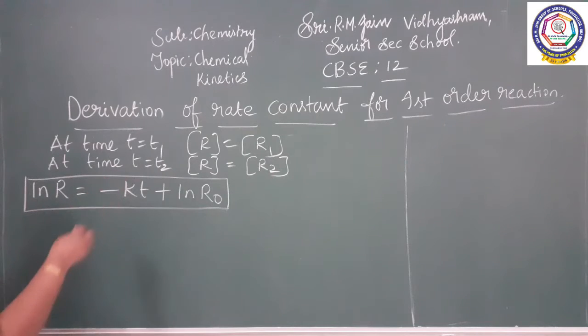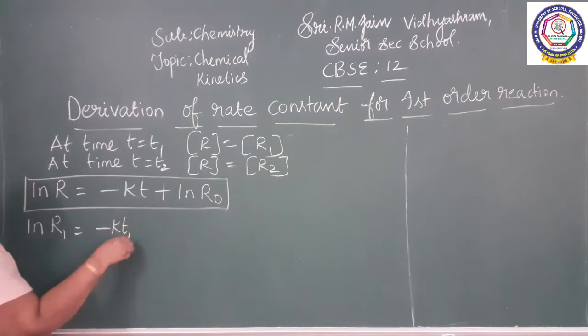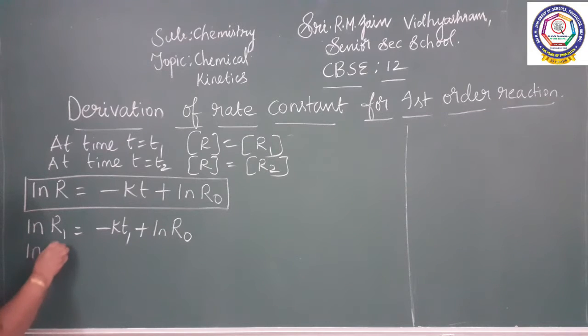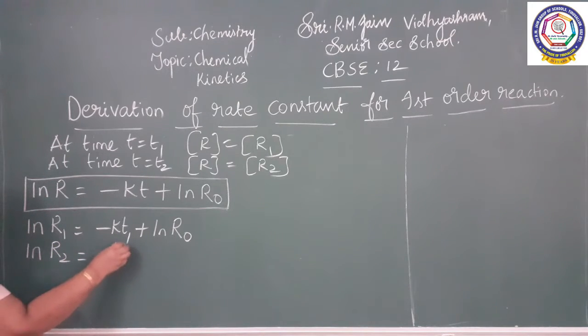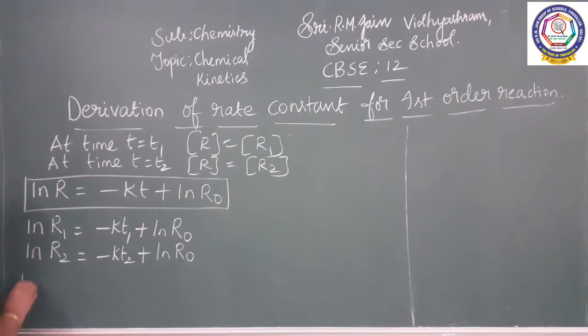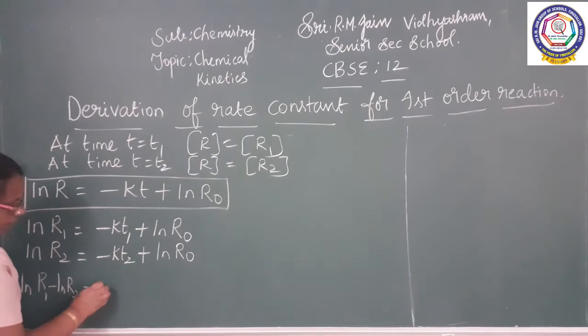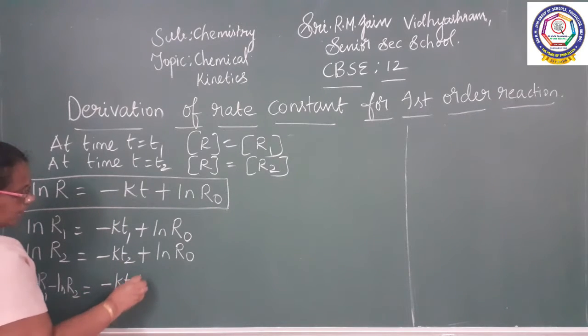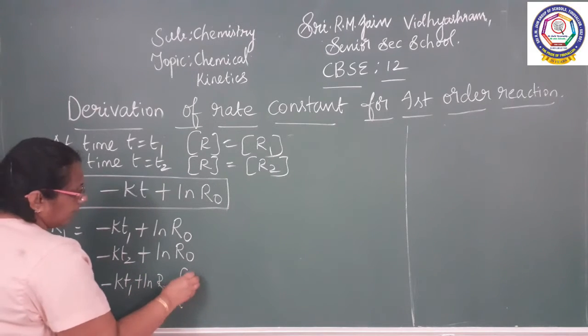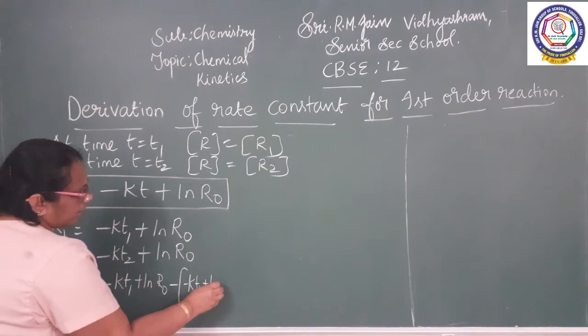So, write down now, substitute: ln R1 is equal to minus Kt1 plus ln R naught. Next, ln R2 is equal to minus Kt2 plus ln R naught. Subtract ln R1 minus ln R2. What is that you will be getting? Ln R1 minus ln R2 is equal to minus Kt1 plus ln R naught minus of minus Kt2 plus ln R naught.